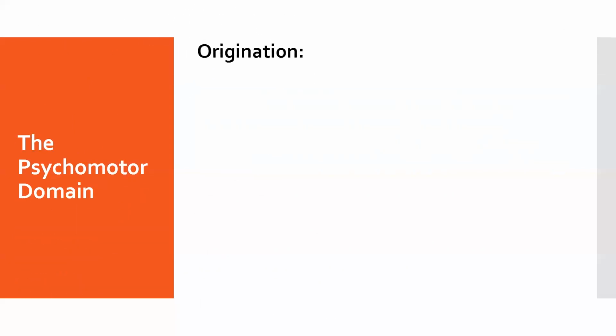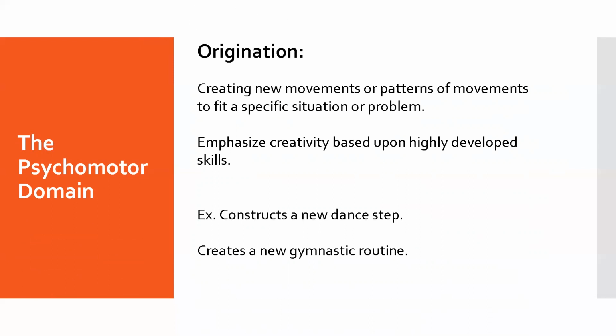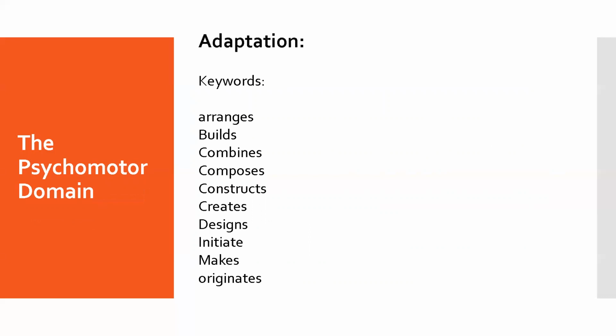And the last level, origination. Here, an individual creates new movements or patterns of movements to fit a specific situation or problem. This level emphasizes creativity based upon highly developed skills. Example: constructs a new dance step, creates a new gymnastic routine. Keywords: arranges, builds, combines, composes, constructs, creates, designs, initiates, makes, and originates.